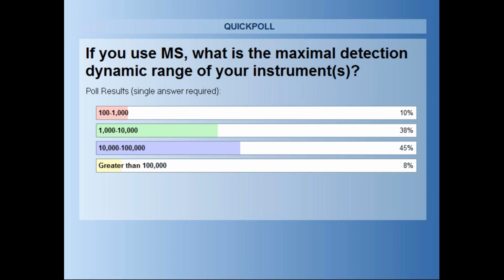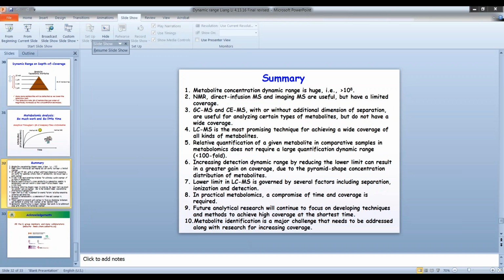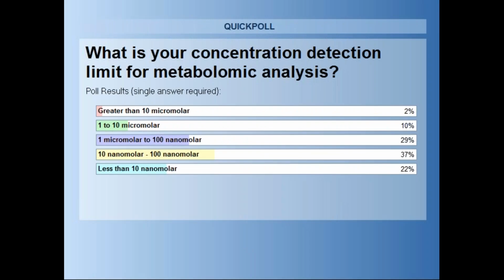All right, let's go. What is your concentration detection limit for metabolomic analysis? That's spread out fairly wide, I would say. Broader distribution than some of the other results we had. All right. So it looks like the mode of that is 10 nanomolar to 100 nanomolar concentration.